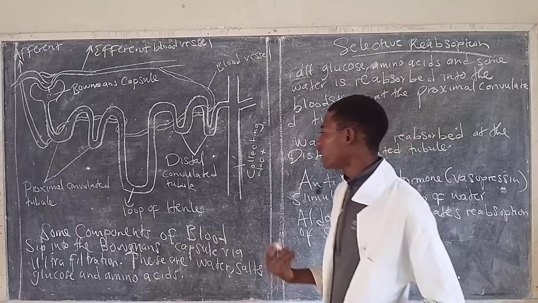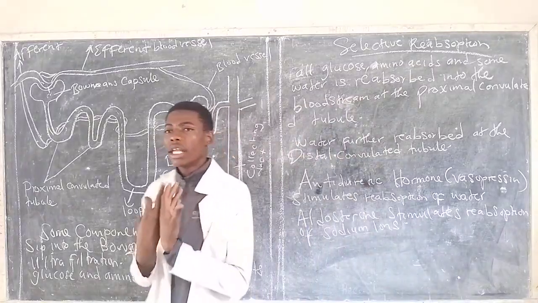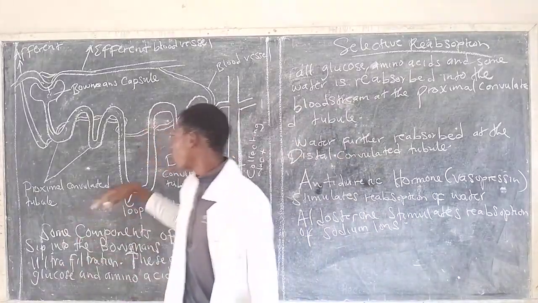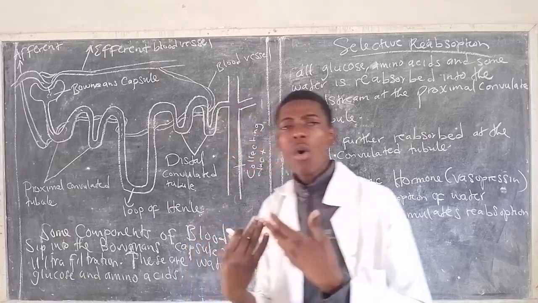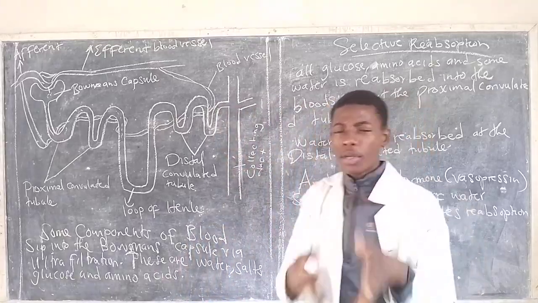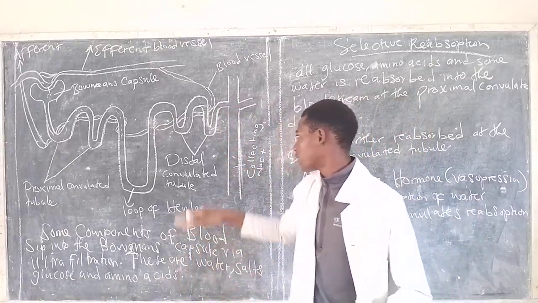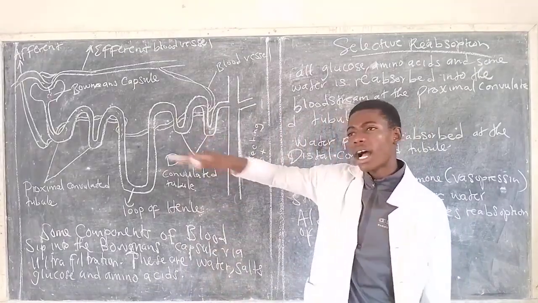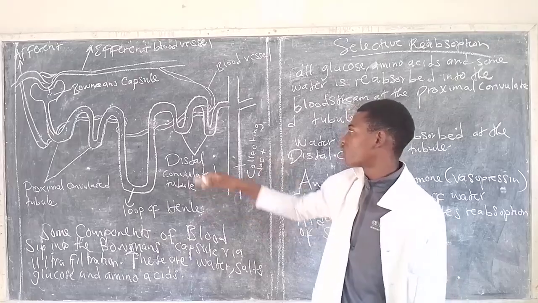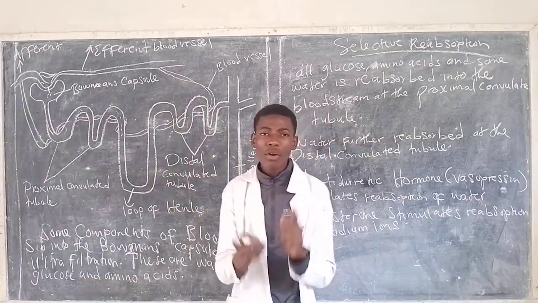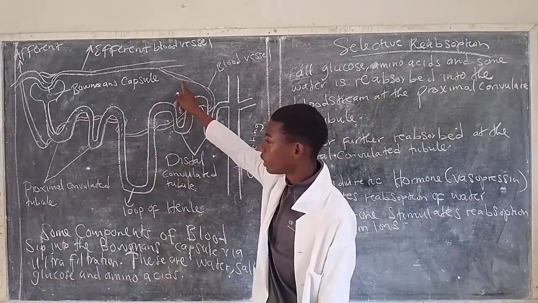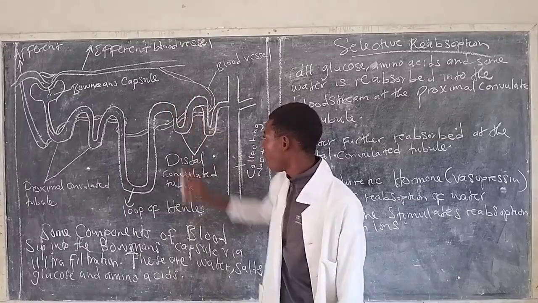It is very essential for the body to keep these nutrients. When we talk about water, it is important for what we call homeostasis. It is important, as well as the sodium ions. They are the ones that maintain the pH. So there is need to retain some of it. Remember, not all of it is retained back into the bloodstream, but only some of it.